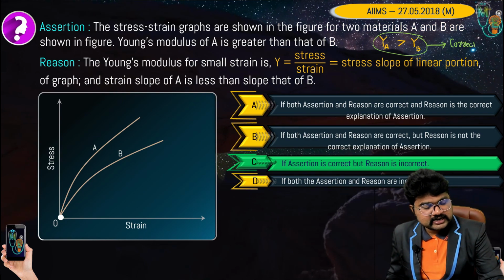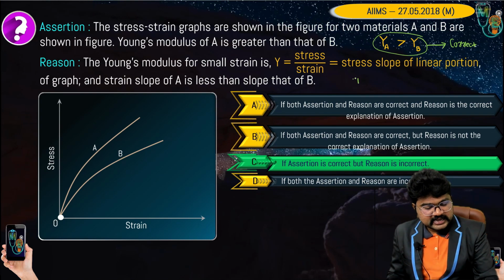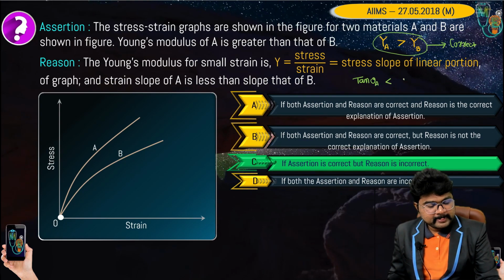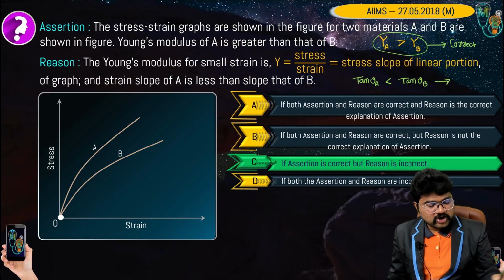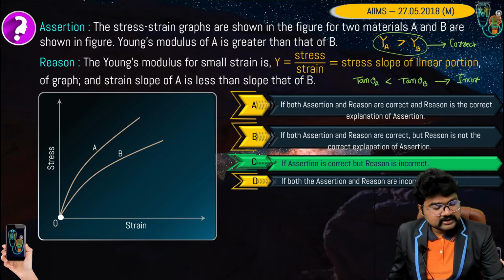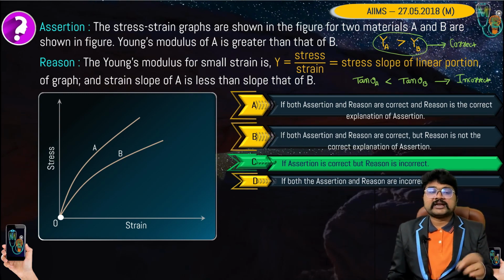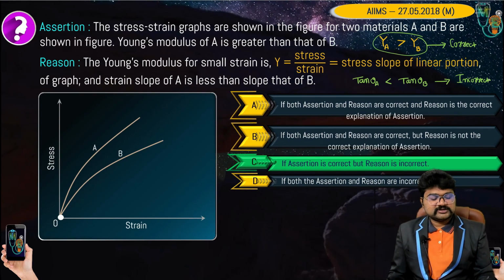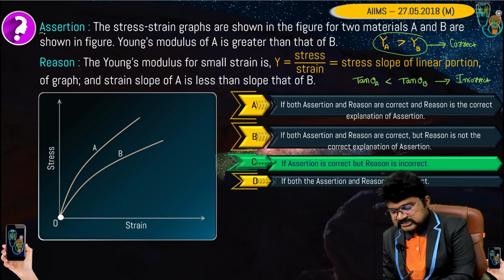What about the reason? Tell me, what about the reason? Tan theta A is less than tan theta B. This is not correct, incorrect. Actually tan theta A is greater than tan theta B. That is why the assertion is correct, but the reason is incorrect. Understood? So this is correct.